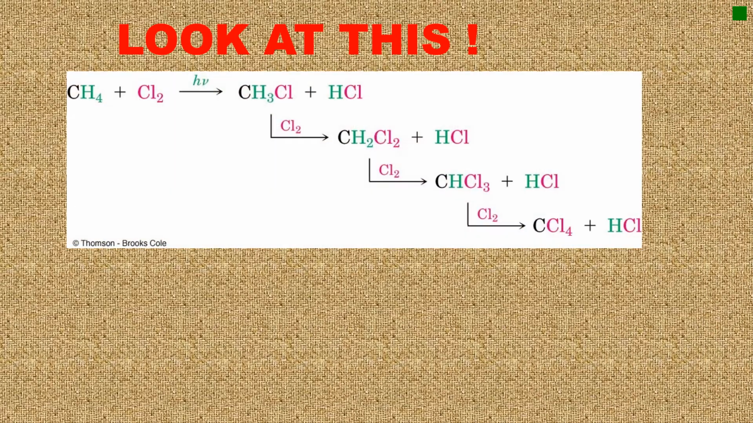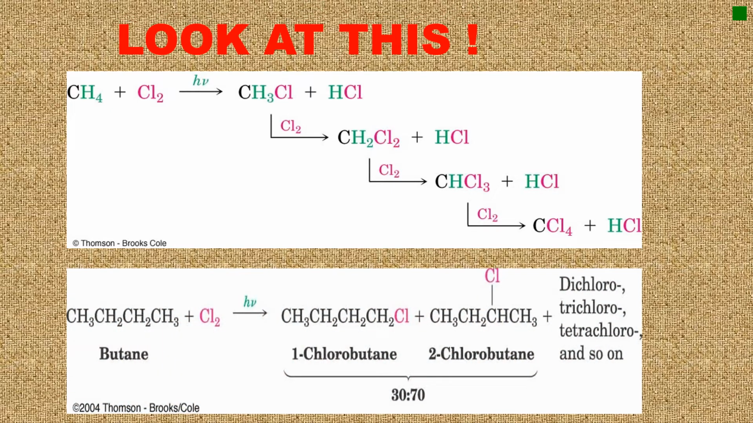This is generally a poor method of alkyl halide preparation because mixtures of products invariably result. This reaction does not stop at the monochlorination stage, but continues to give dichloro, trichloro, and even tetrachloro products. Furthermore, alkanes having more than one kind of hydrogen give more than one kind of monochlorination product, in addition to polychlorination products.